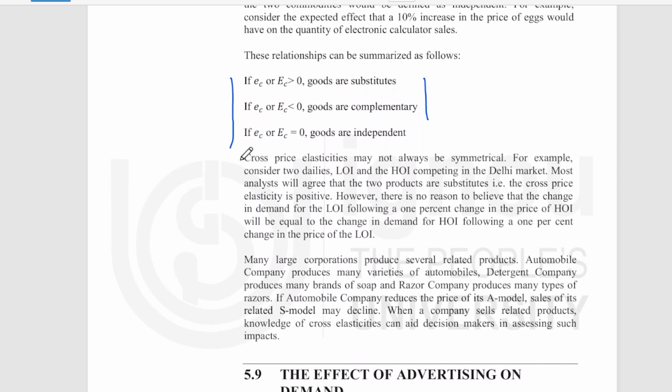Okay. And cross price elasticity may not always be symmetrical. Example: consider the two Delhis, that is LOI and HOI, competing in the Delhi market, and most analysts will agree that the two products are substitutes and the cross price elasticity is positive. However, there is no reason to believe that the change in demand for the LOI following a 1% change in the price of HOI will be equal to the change in demand for HOI following a 1% change in the price of LOI.